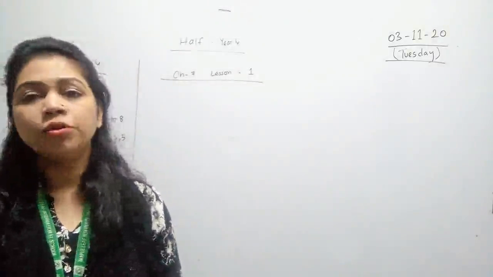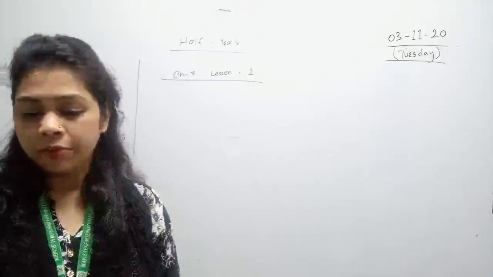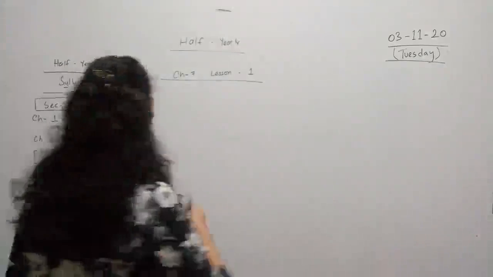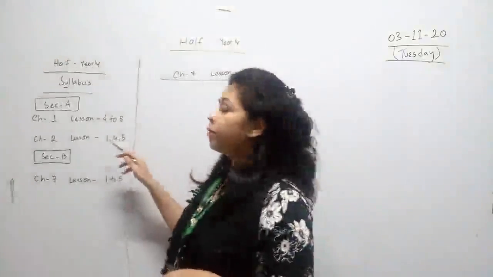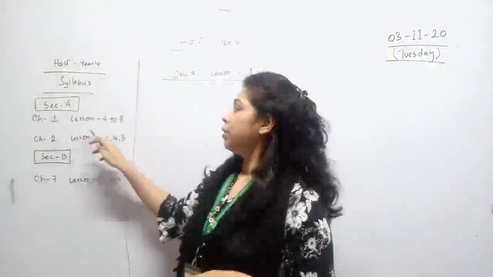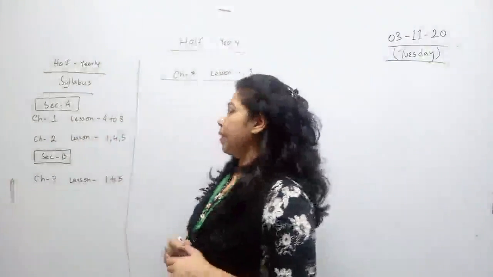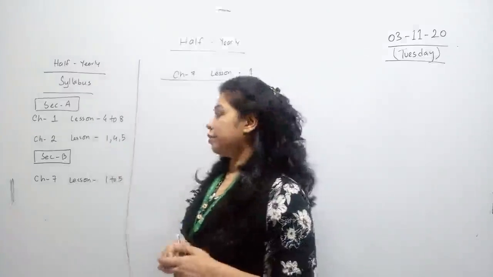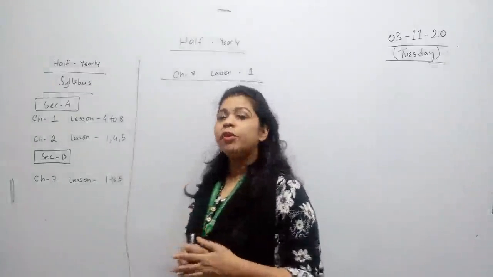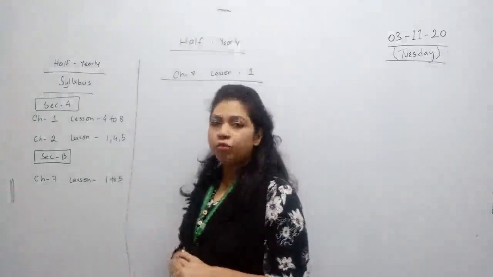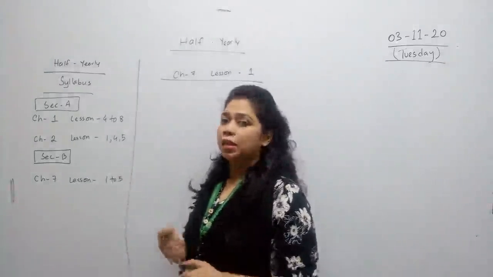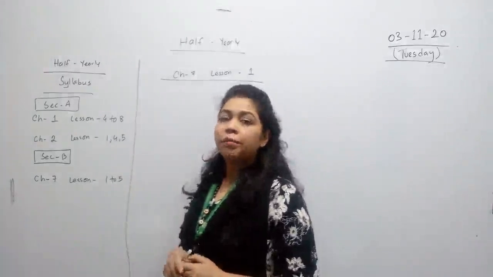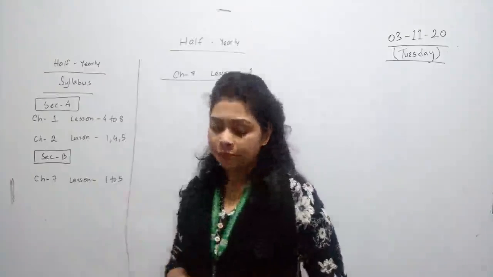First of all, I want to discuss the syllabus with you that you already have. That is section A. You will be having chapter 1, lesson 4 to 8, chapter 2, lesson 1, 4 and 5, and from section B, you are going to have chapter 7, lesson 1 to 5. This is the syllabus that you are going to have for your Bangladesh Studies in your half-yearly session.